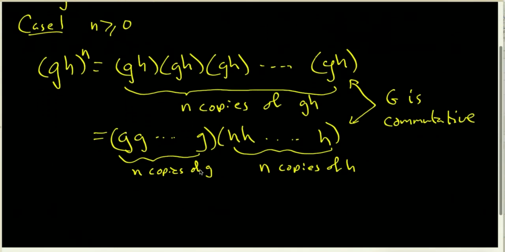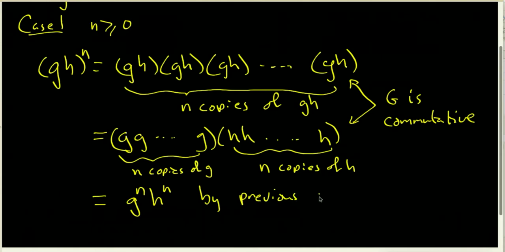Of course, the next part of this is easy. This set of parentheses is just g to the n, and this set is h to the n by previous work, by the stuff in our previous lemmas. It's basically the definition of g to the n. Now, to extend this to all integers, I have to think about what if n is negative. That will be case 2.